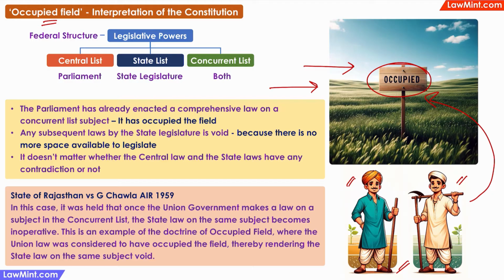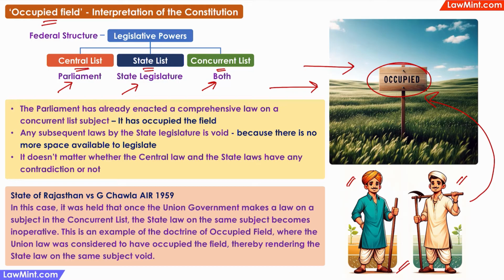To understand the concept of occupied field in the legal context, we have to look at how the three lists in the 7th schedule of the Constitution are structured. The central list has the subjects on which the Parliament has the jurisdiction to pass laws. The state list has the subjects on which the state legislatures can pass laws. And the concurrent list has the subjects on which both the Parliament and the state legislatures can pass laws.